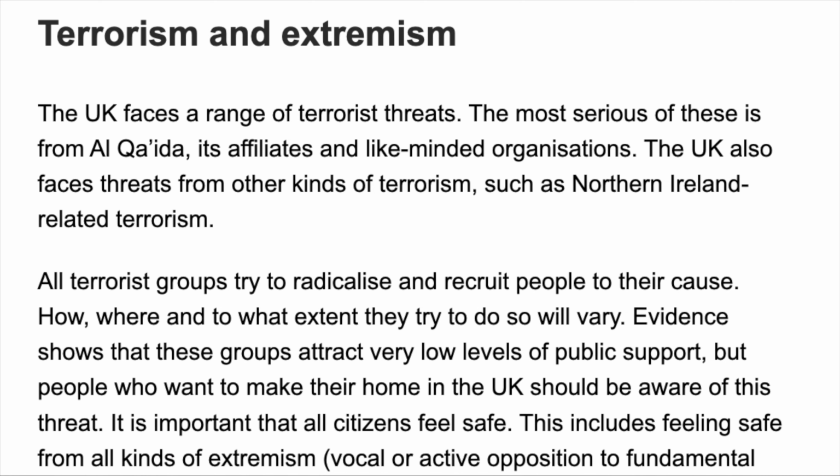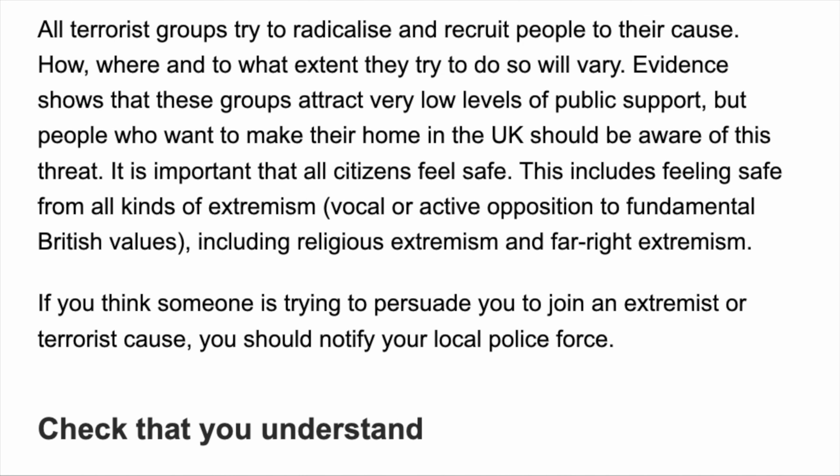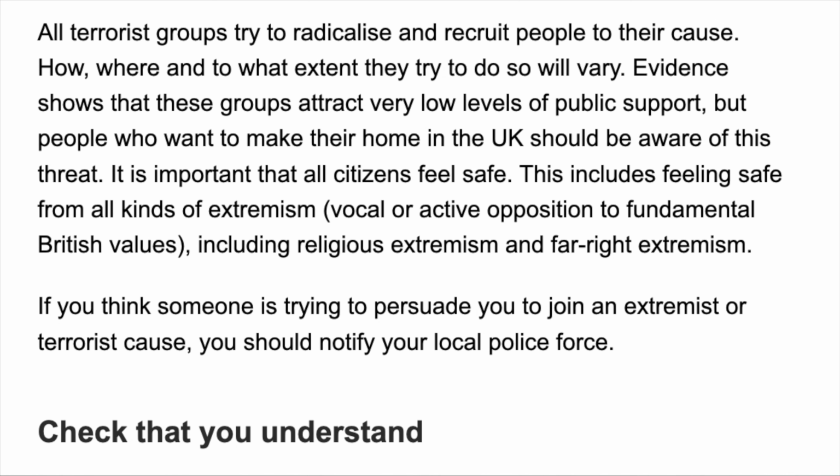Terrorism and extremism. The UK faces a range of terrorist threats. The most serious of these is from Al-Qaeda, its affiliates and like-minded organizations. The UK also faces threats from other kinds of terrorism, such as Northern Ireland-related terrorism. All terrorist groups try to radicalize and recruit people to their cause. How, where, and to what extent they try to do so will vary.